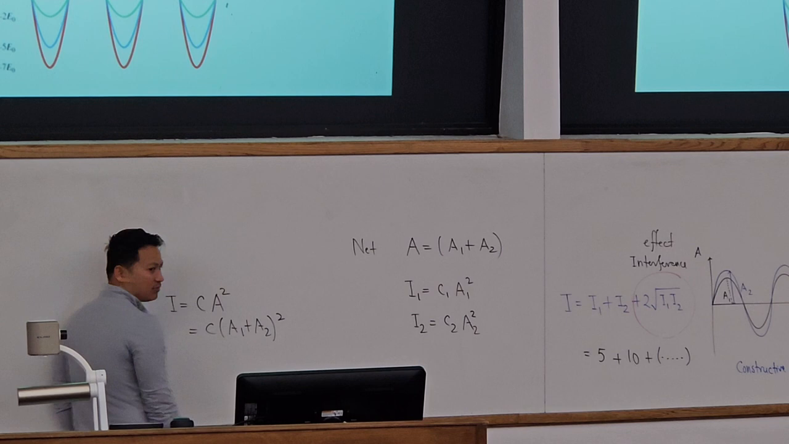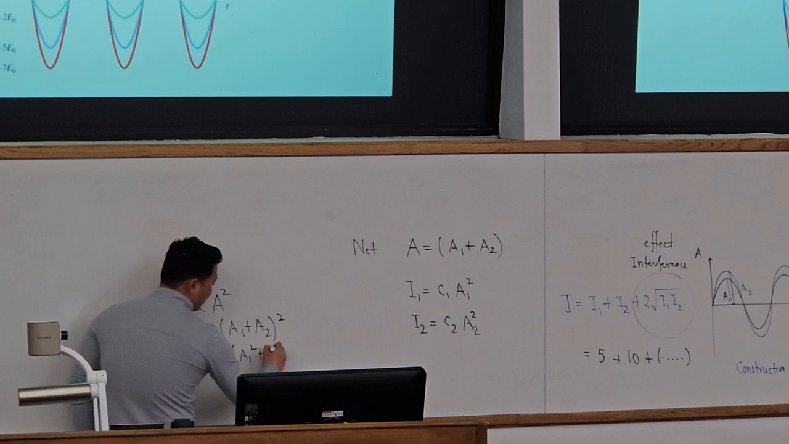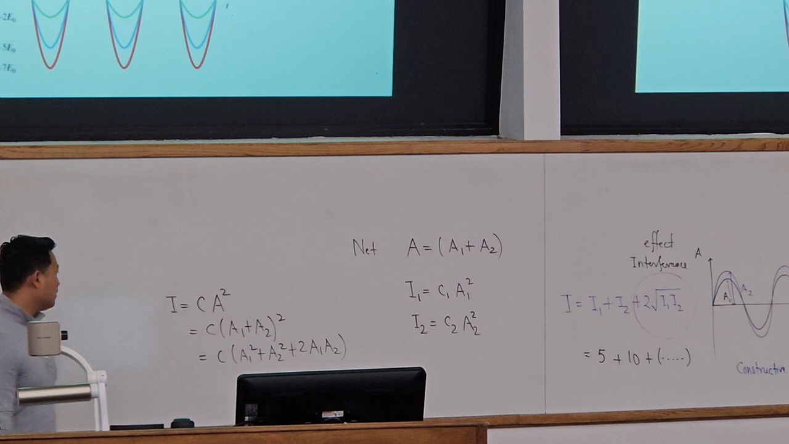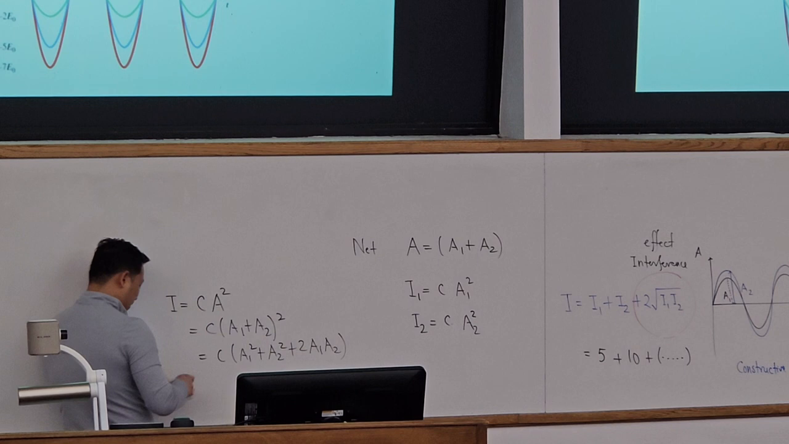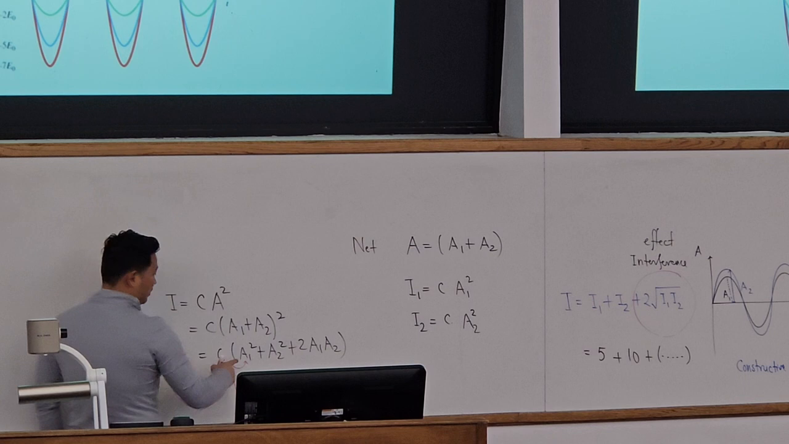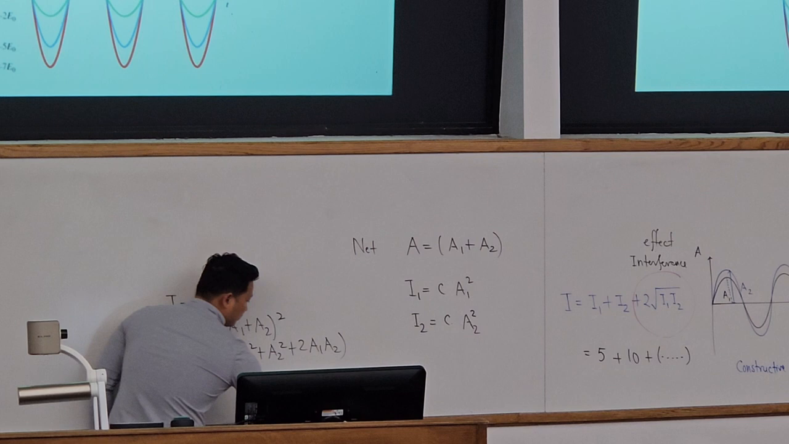You can just do some math here. This is (A plus B) squared, so C times A1 squared plus A2 squared plus 2 A1 A2. The first term is C A1 squared, which is I1. The second term is C A2 squared, which is I2. The third term is 2 C A1 A2, where C is a constant.